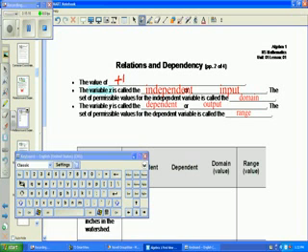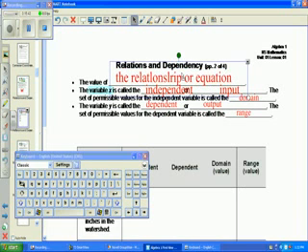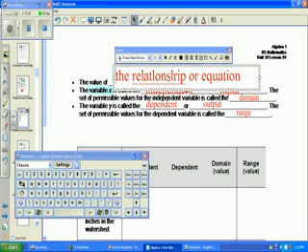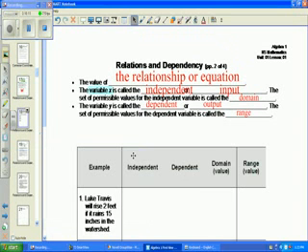Now, the top part is the value of the relationship, or equation. Was that the relation? The relational equation. All right. So we got independent, input, and domain. Then we got dependent, output, and range. All right.